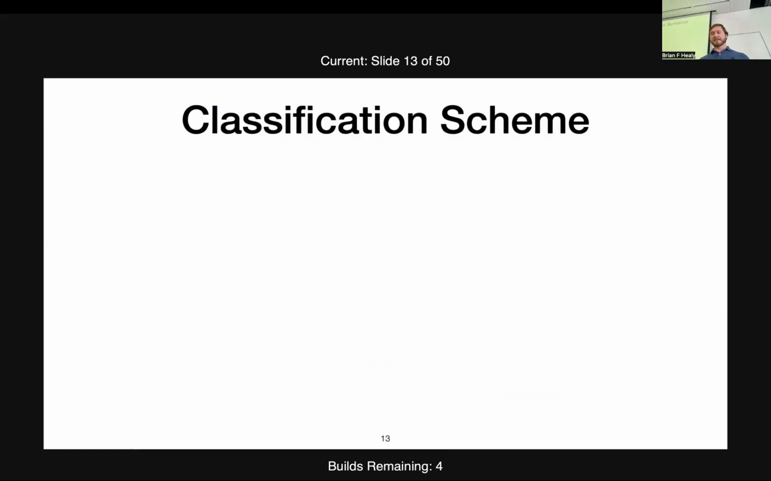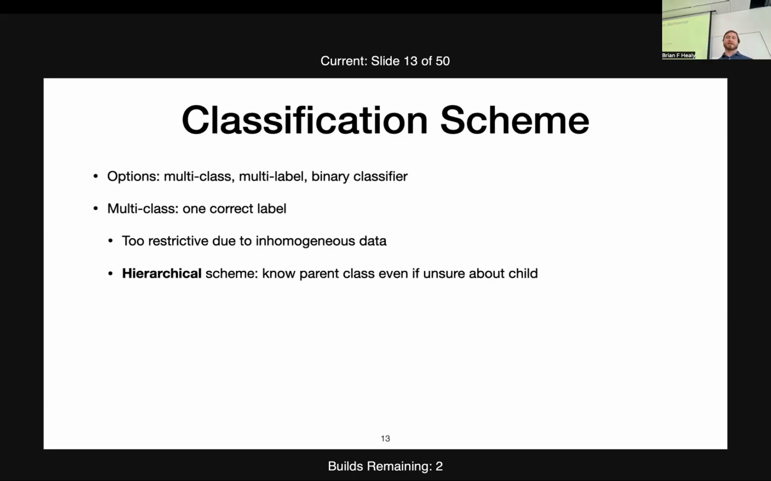All right, so I said I was going to get into a little bit more about the classification scheme that we use. We have a few options here to consider. They are a multi-class, a multi-label classifier, or a binary classifier. There are drawbacks and strengths to each one. Starting out with a multi-class classifier, this, among many different classes, picks one correct label for a source. But this is very restrictive because we're classifying a whole bunch of different kinds of sources. The data are very inhomogeneous. So just to say that there's one correct label for a source, it's not broad enough for what we're interested in.